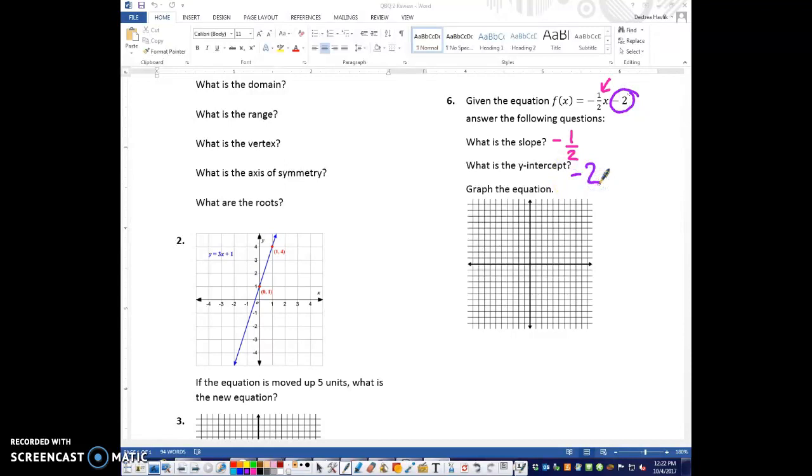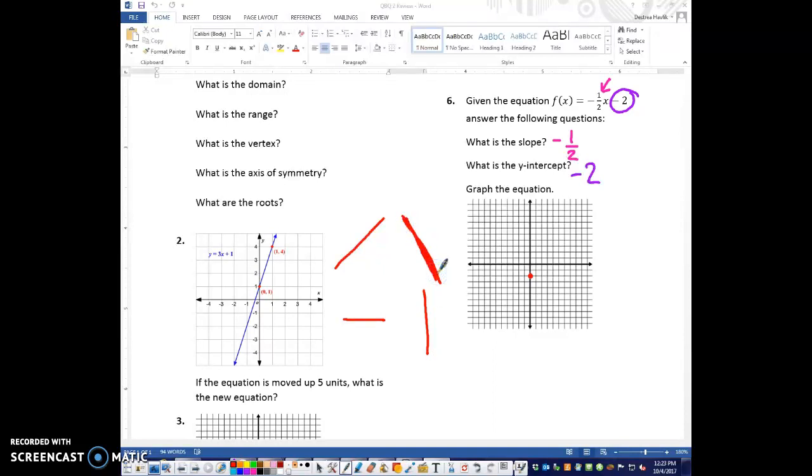Okay. Now they want us to graph the equation. Remember to always start off with your y-intercept. Okay. So you start off here at negative 2, and then do your slope, a negative 1 over 2. Now, just to cover this, positive slope when you read it like a book goes up. Negative slope goes down. Zero slope is straight, and undefined is straight up and down. So this is a negative slope, so it has to go this way.